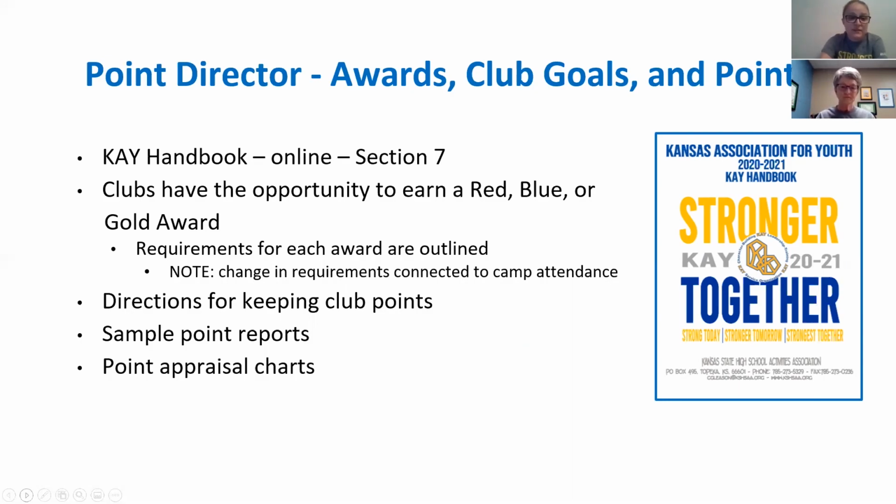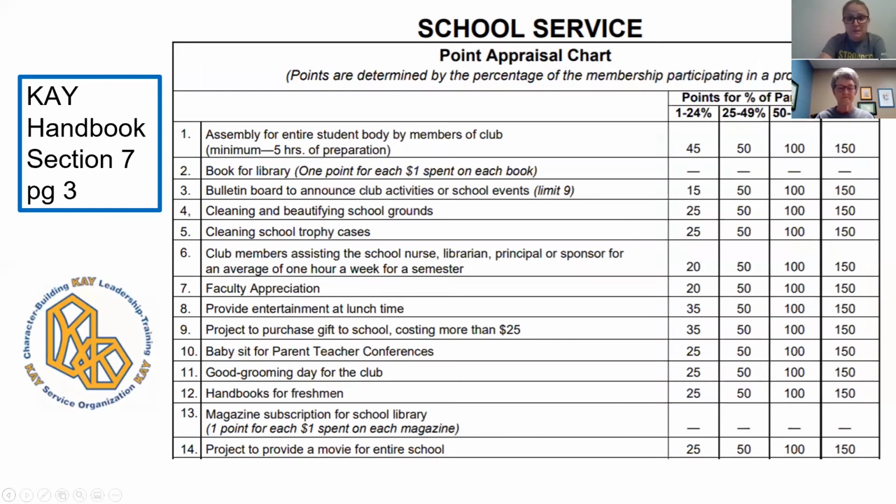In section 7, you're going to find directions for keeping club points. You'll find sample point reports and point appraisal charts, and we're going to go over that in more detail now. So here is an example of a point appraisal chart. You'll notice that this is for school service. This is page 3 of section 7. So this shows a bunch of different examples of school service projects that you can do, from having a bulletin board, donating books to the library, providing entertainment at lunchtime, all of these things.